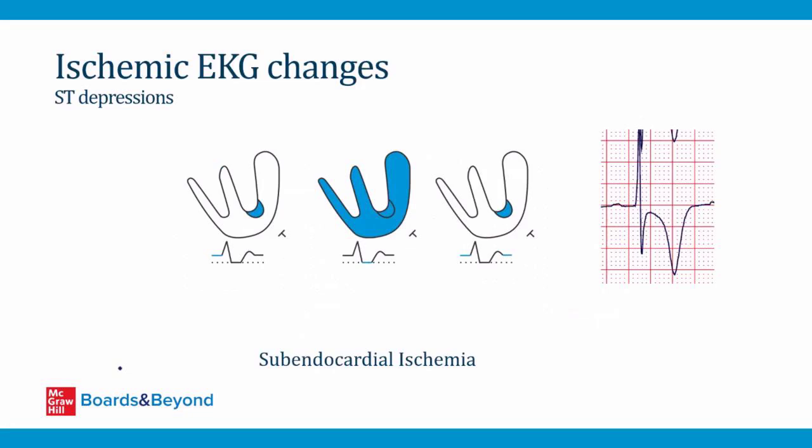The reason it's important to understand the difference between subendocardial and transmural ischemia is because there are different EKG changes associated with the two types of ischemia. So let's start by talking about ST depressions, which are a finding on EKG associated with subendocardial ischemia. If you look at this EKG tracing on the screen here, this is the PR interval here, this is the QRS complex, and then the ST segment is right here, and you can see that it's below the PR segment. We call that ST depression, and that's a finding associated with subendocardial ischemia.